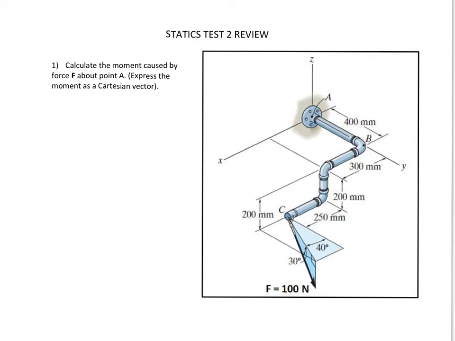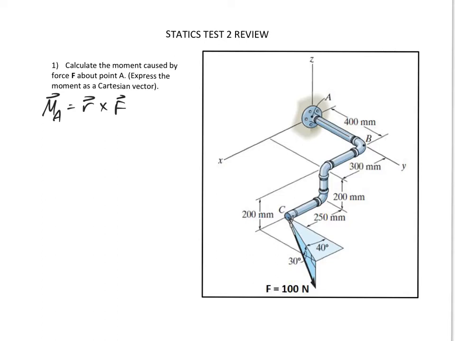Okay, so let's look at this review problem for test 2. The first problem on the test will be either moment about a point or moment about an axis. Here we have moment about a point. So what is the moment about point A? For moment about a point, moment about A is equal to R cross F.